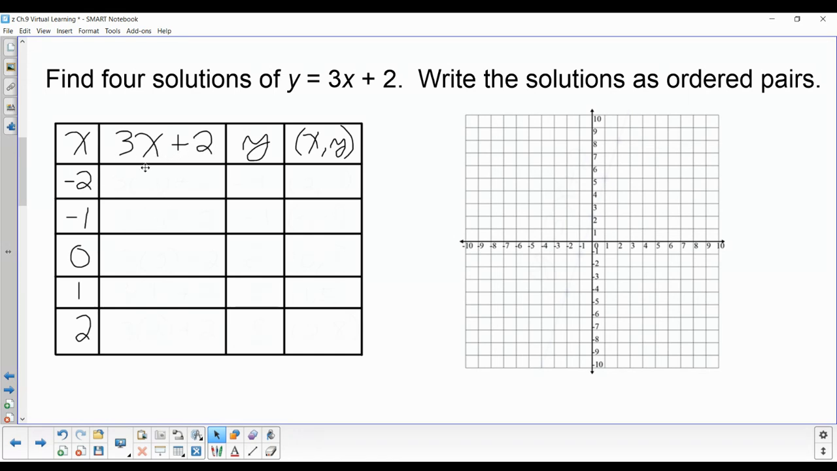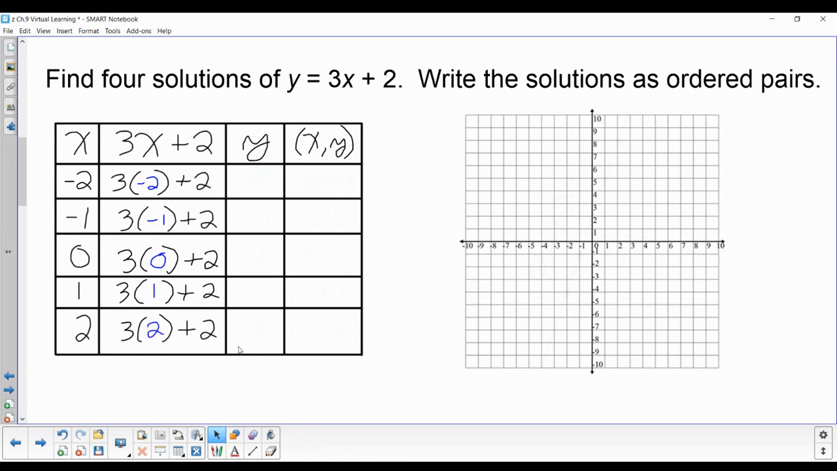So if we have 3x plus 2, I'll write 3 times whatever x is plus 2. Since in this row, x is -2, I plug in -2. For the next row, we have 3 times whatever x is plus 2, and since x is -1, you plug in -1. We have 3 times x plus 2, and since x is 0, we plug in 0. The next one is 3 times whatever x is plus 2, and since x is 1, we plug in a 1. And lastly, 3 times whatever x is plus 2, and since x now is 2, you plug in 2.